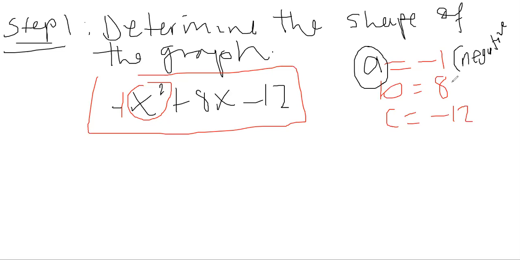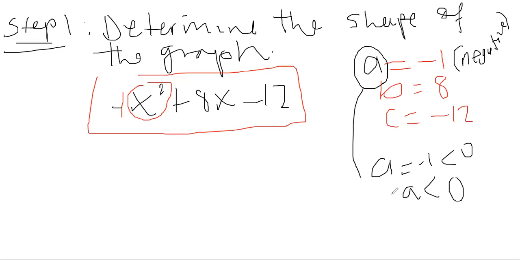And we said that if the sign is negative, what did we say about the shape? If a is less than 0. So a here is equal to minus 1, which is less than 0. In other words, a is less than 0. So obviously the graph will look like this. It will be an inverted U.